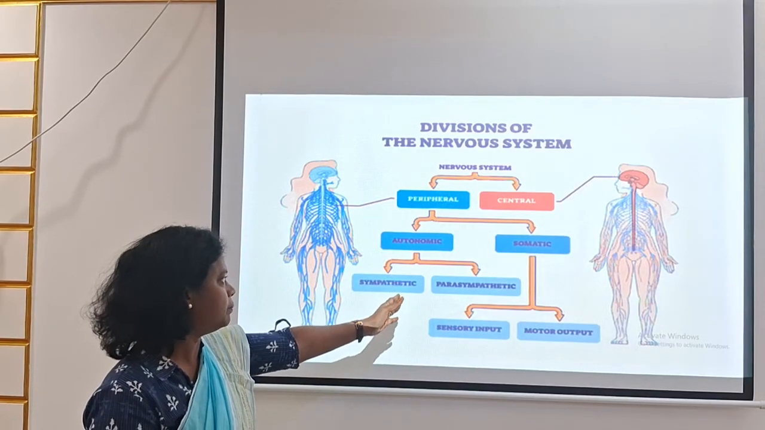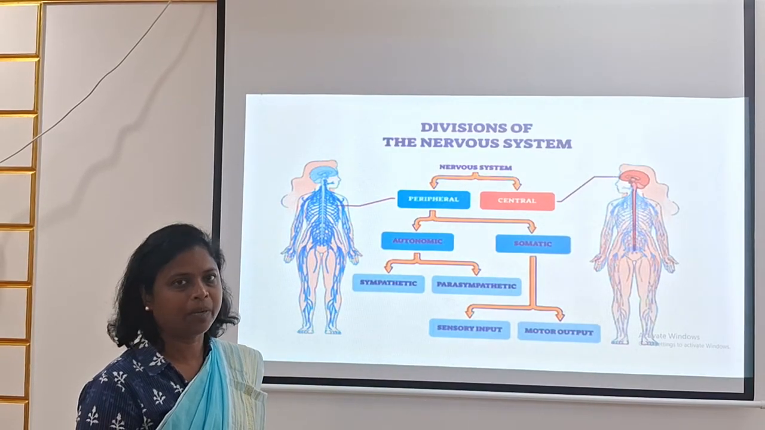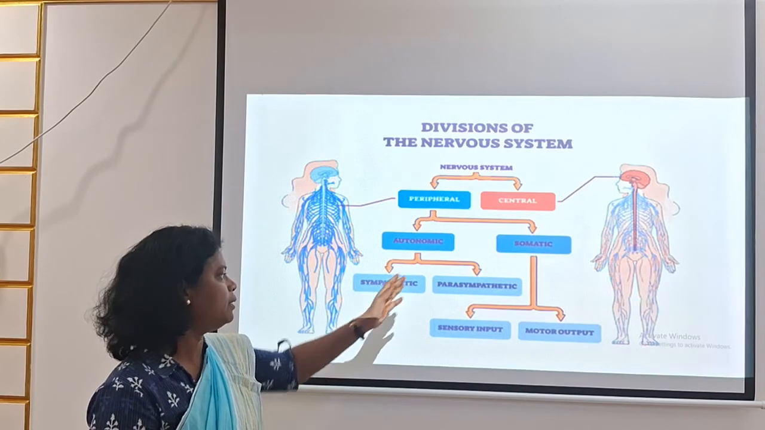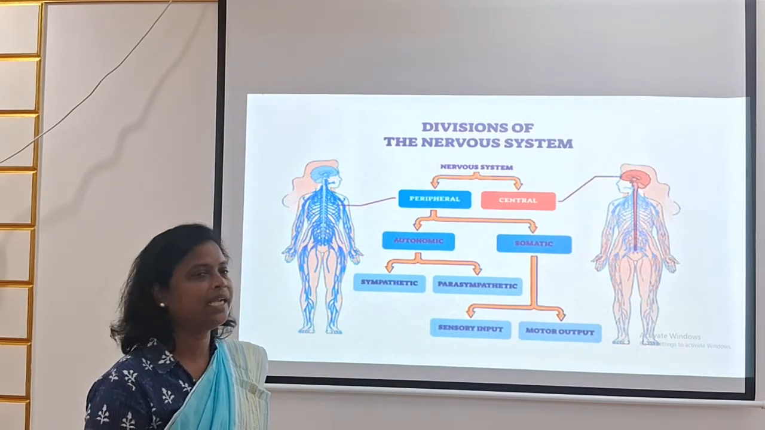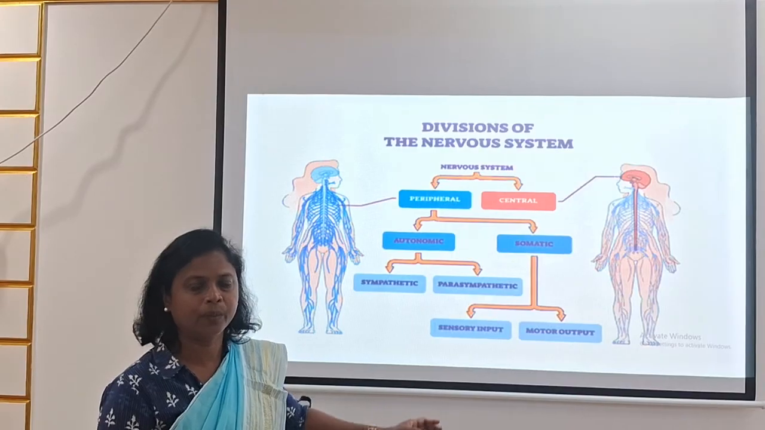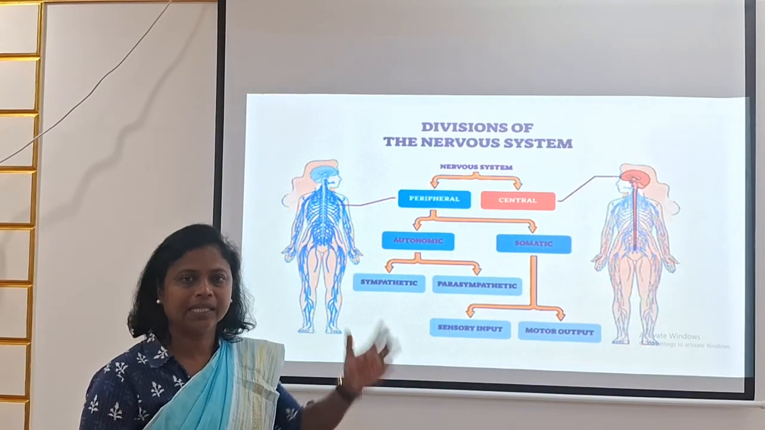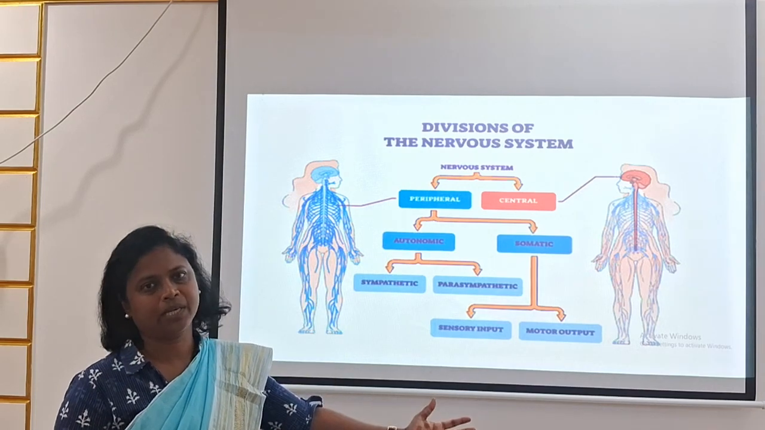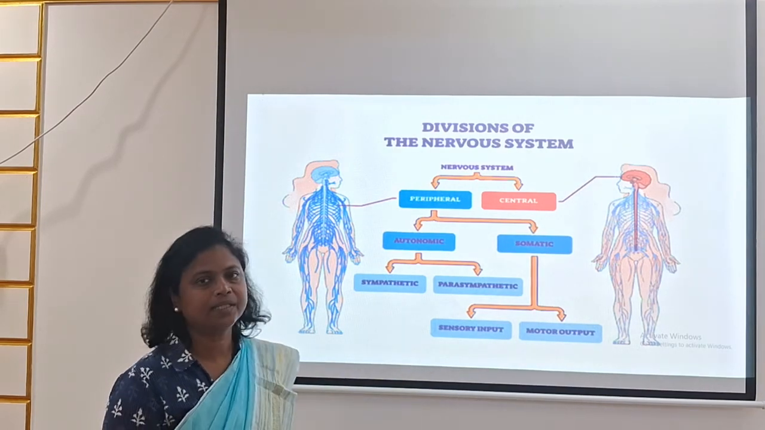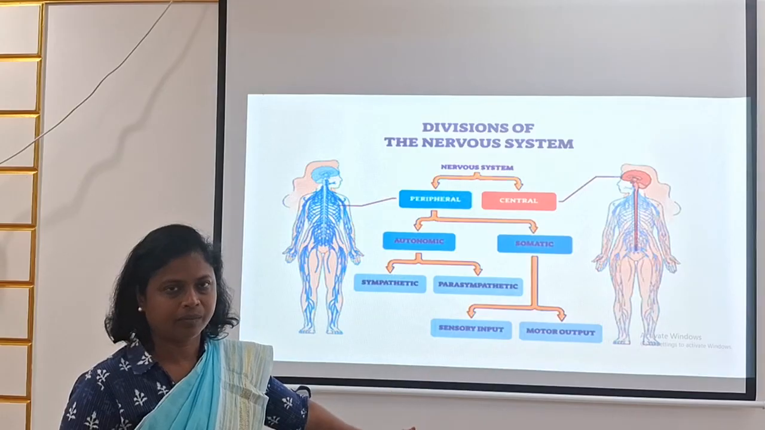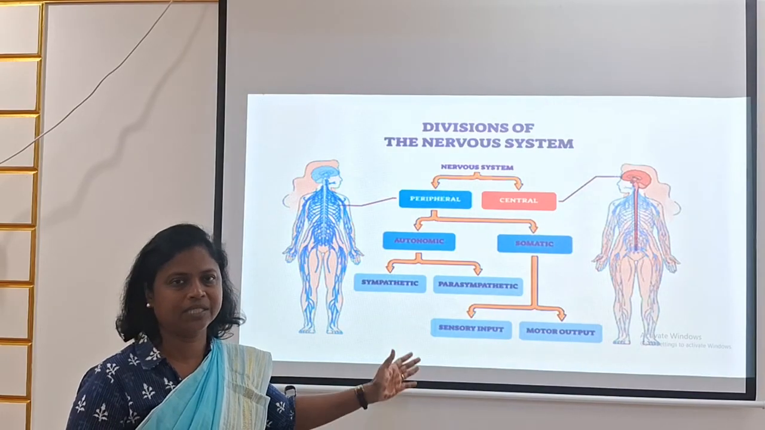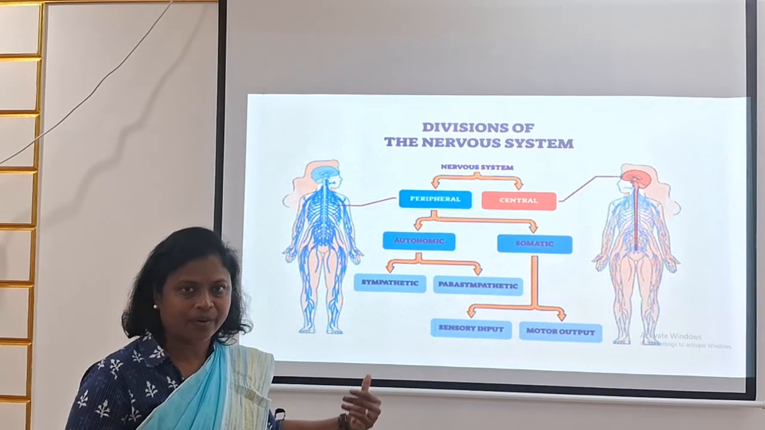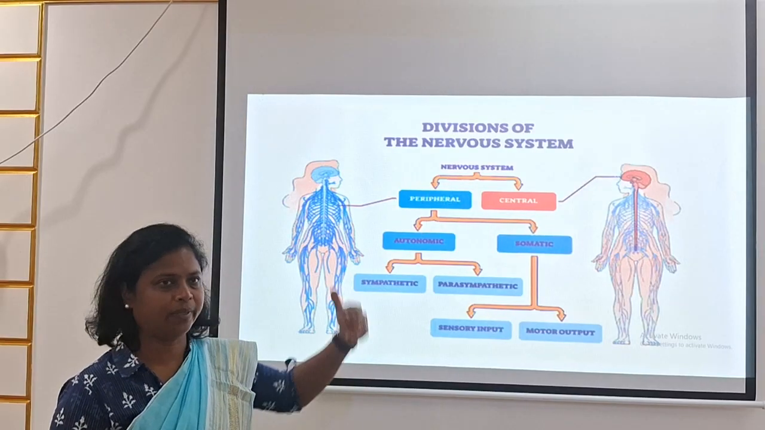So the somatic nervous system, which is a part of peripheral nervous system, will be divided into sensory input and motor input, in which the motor input means the nerves which carry the impulse from the brain to the other parts of the body, and the sensory input means the nerves which carry the impulse from other parts of the body to the brain.